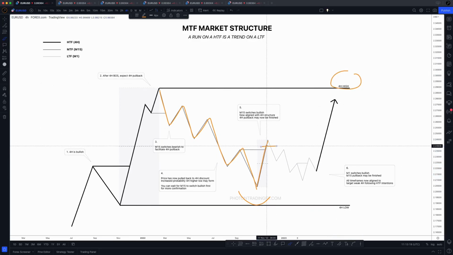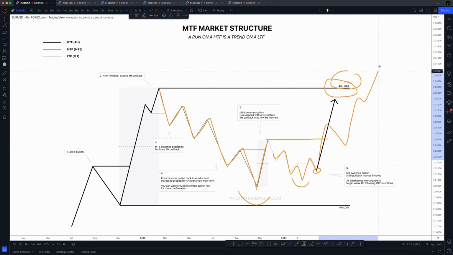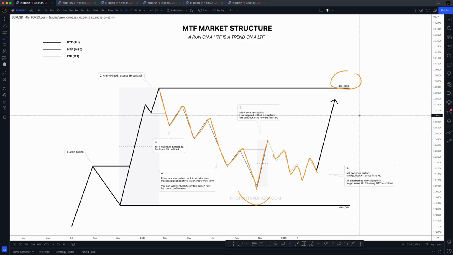But we don't just want to buy straight away. We can wait for the M15 to pull back. What will help us determine when that M15 pullback is finished? Well, we can look for the lower time frame to switch bullish. The lower time frame then switches bullish. Okay, that M15 pullback is now likely finished. And now we can get long with full alignment to target the weak M15 high and potentially all the way up to the 4-hour weak high, right? And then we can look to follow those trades up there, right? So that is literally the fractal nature of the market.